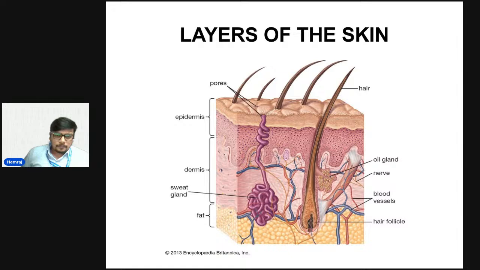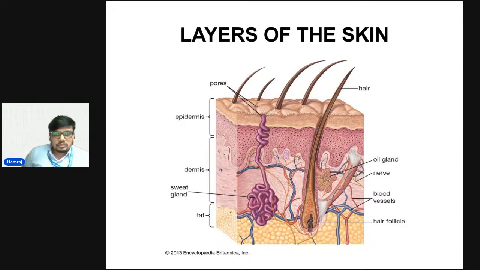So if you are touching any surface, then you are leaving your fingerprints there, and with the help of those fingerprints, you can be individually identified. That is the reason that police and other criminal justice system people use fingerprints as one of the main evidence.